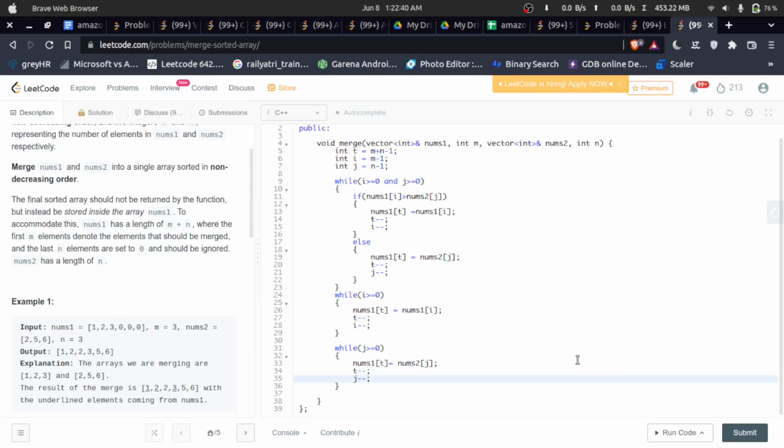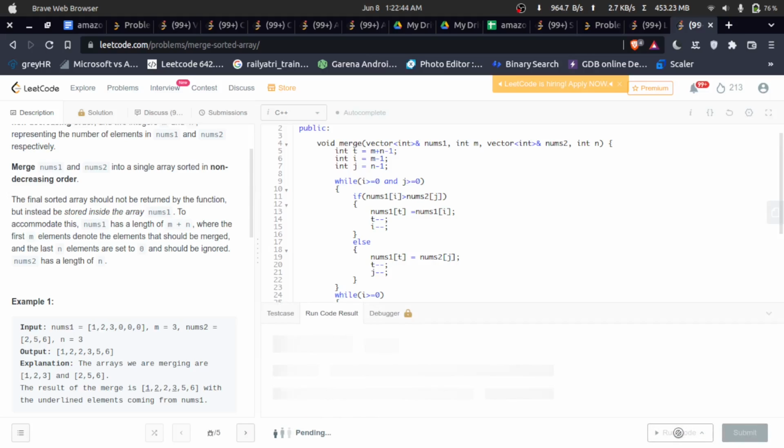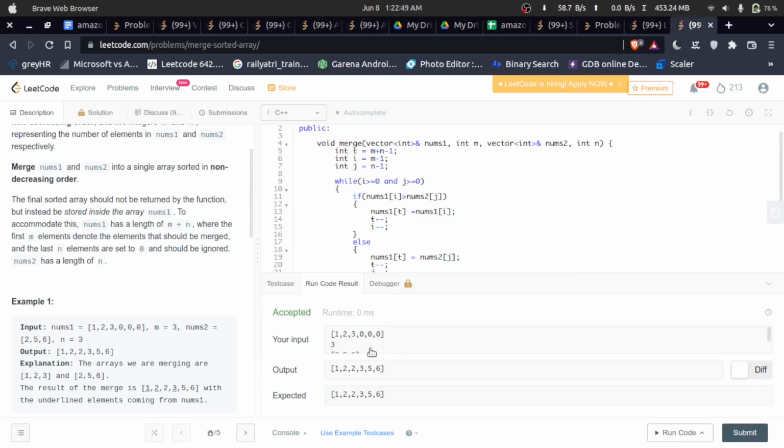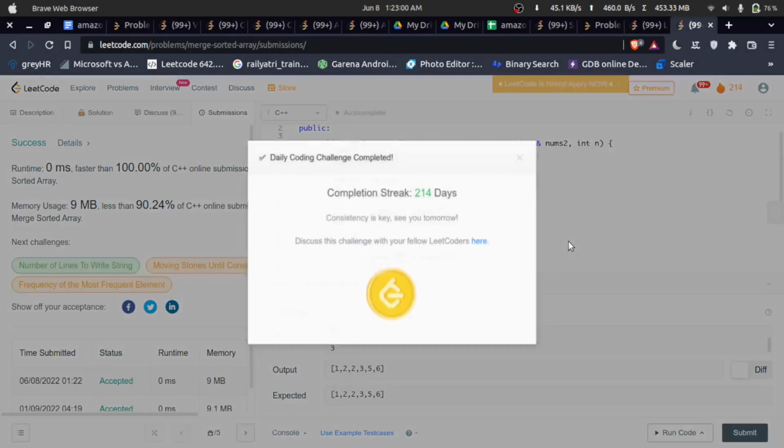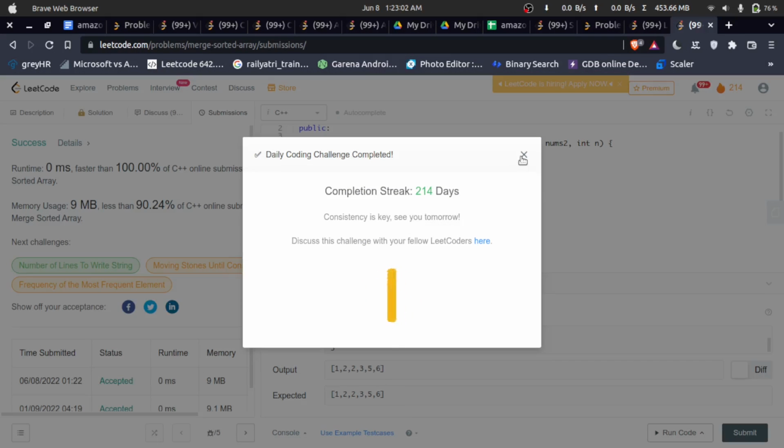I am running the code to check whether there is a compilation error or not. Yeah, it is accepted. Now trying to submit. Yeah, it got accepted. Thank you so much.